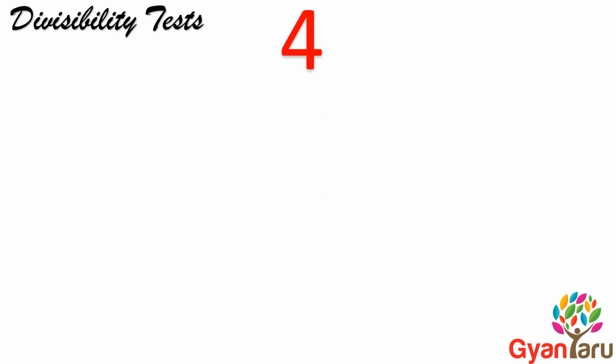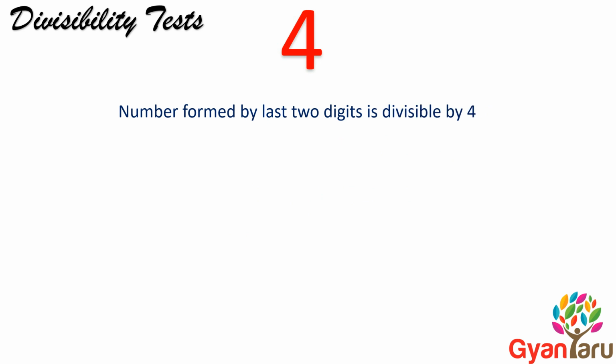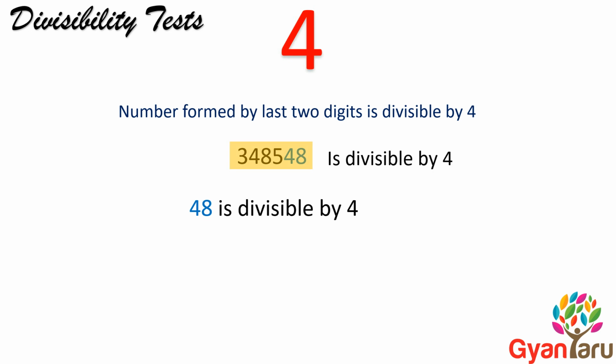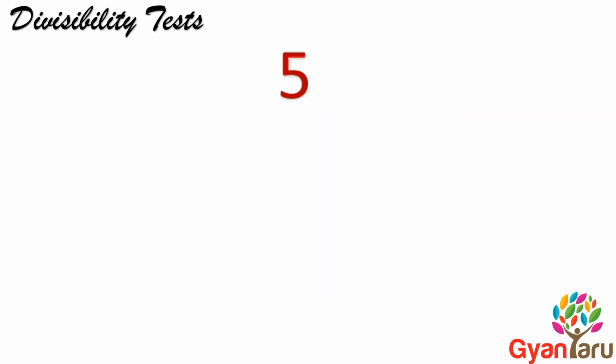Divisibility test of 4. If the number formed by the last two digits is divisible by 4, the number is divisible by 4. For example, in this number, the last two digits are 48 and 48 is divisible by 4. So the number is divisible by 4.